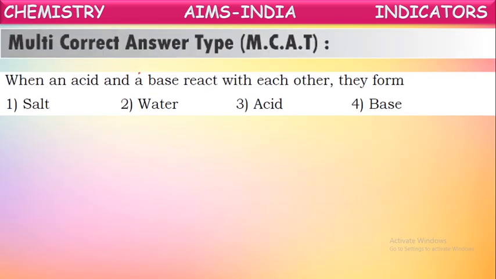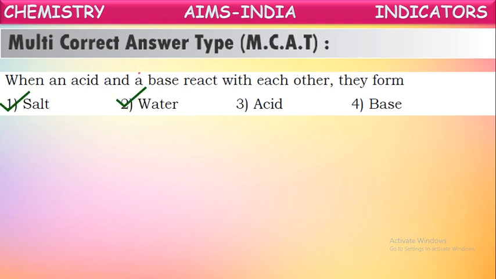So we are going to see now multi-correct answer type questions. Here also there are objective questions, but here we may get one or more than one correct answer for each question. Observe them carefully. When an acid and a base react with each other, they form... yes, what do they form? When acid and base react with each other, they form salt and water as products.